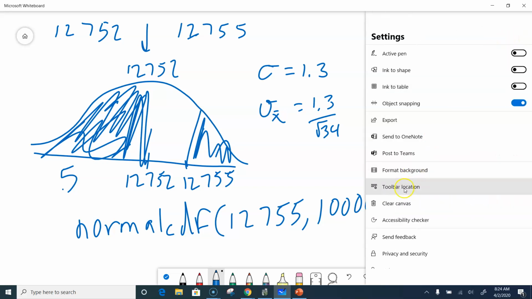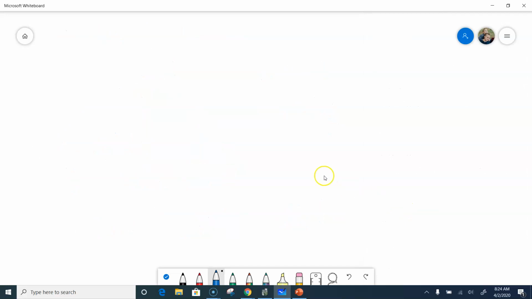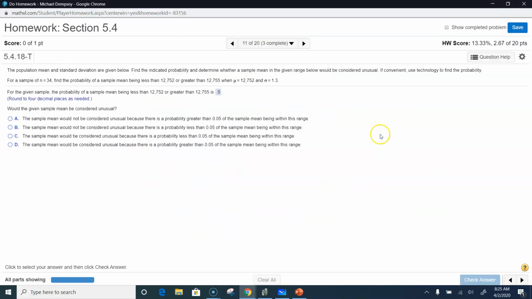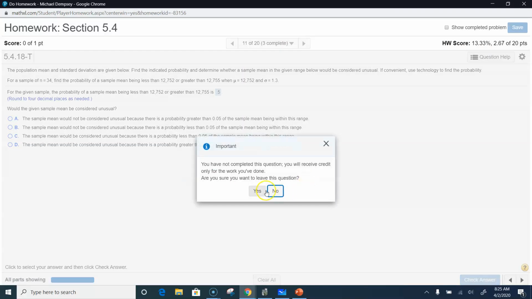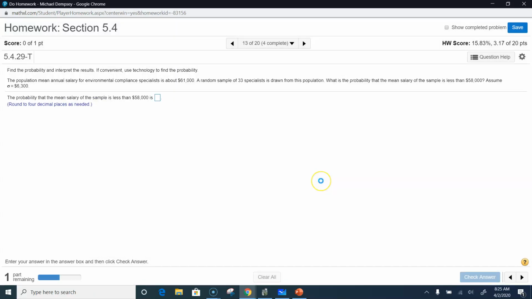So they kind of gave us two questions at once in that, but the overall answer there is that it's not unusual if it happens 50% of the time. Generally our rule of thumb is if it happens more than 5% of the time, we're going to say it's not really unusual. It's not going to be too eyebrow-raising for us. Okay, so question 13, I will leave this question, that's fine.